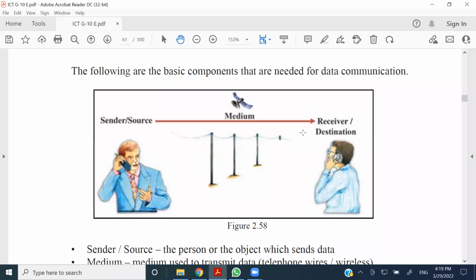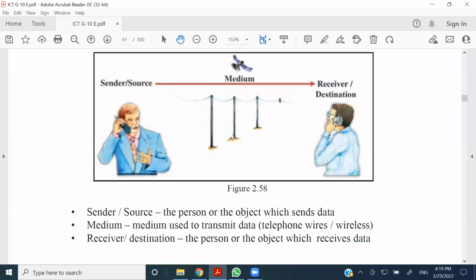And when we think about mobile communication, we are not involved with any wires with our mobile phones. It is just wireless communication that we are doing. So things can happen in that manner. These are the basic elements anyway: there should be a sender, there should be a receiver, and there should be a particular medium to take the data from the sender to the receiver.